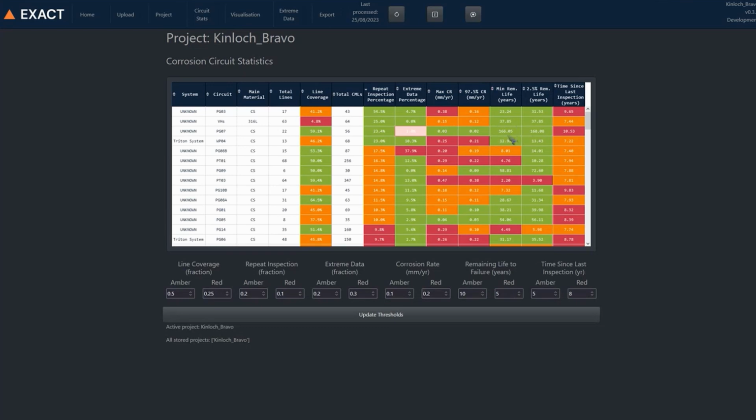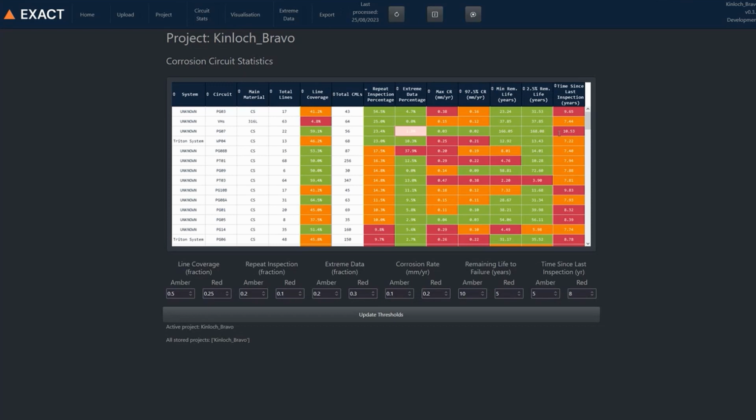We see minimum as 166 years, that's a long way in the future, and the 2.5 percentile is 168 years, so very little actual difference there, even with a really big number. So what we can say is this is, aside from one piece of extreme data, a really clear example of good data, good confidence in data, good confidence in the way that the circuit is behaving, and the way that the circuit is behaving is very much no threat.